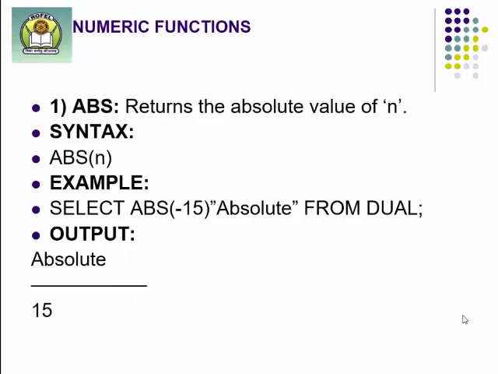Numeric functions are the functions which work on numeric data type. The first function is ABS. What does ABS do? It returns the absolute value of number n, that is the value which is contained in the column. So if you want to find the absolute value of minus 15, the query will be select ABS minus 15 as absolute from dual. We are doing temporary manipulation, hence we are using the dual table. So the absolute value which will be returned is 15.